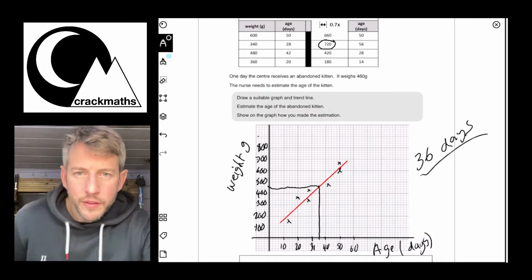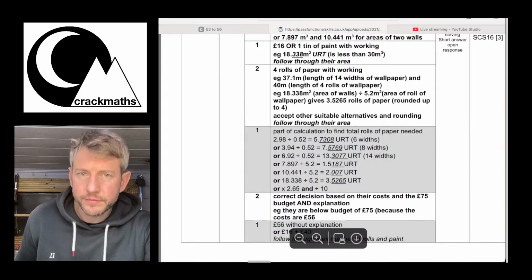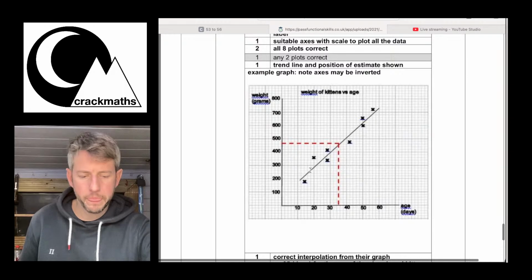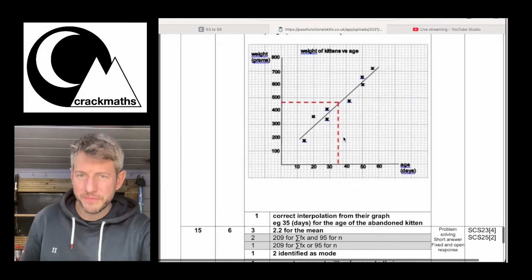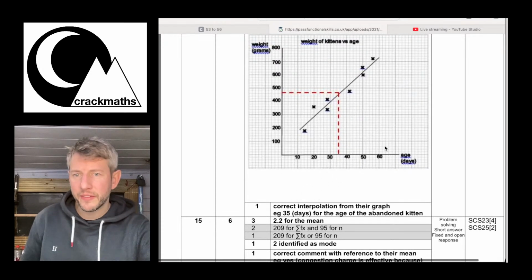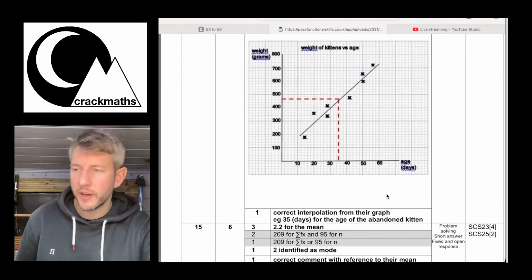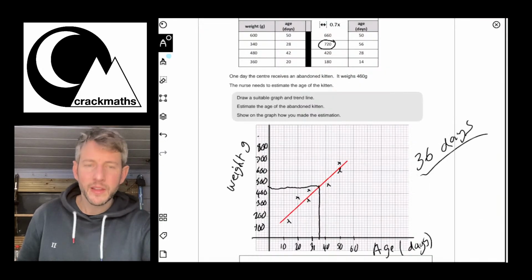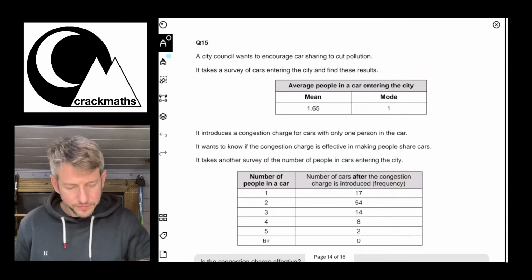Okay, there you go. Let's check that answer. There'll be some leeway for this one. Oh, they use the same scale. That makes me feel good. They've gone for 35 days. I think they'd accept 36. They said e.g. 35, so 36 would be acceptable as well. Okay, great. Right. Let's move on to question 15.